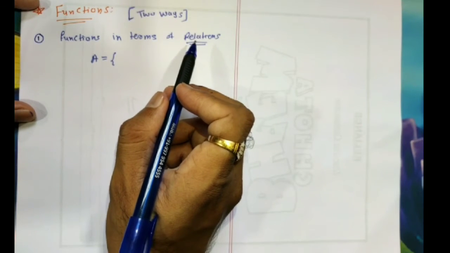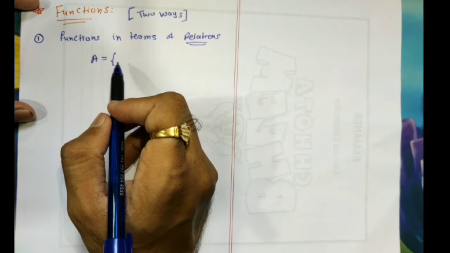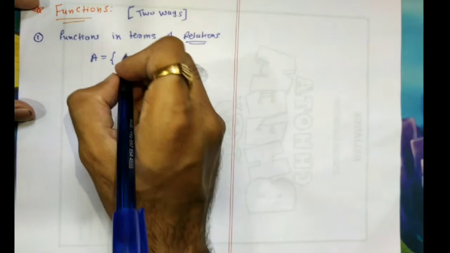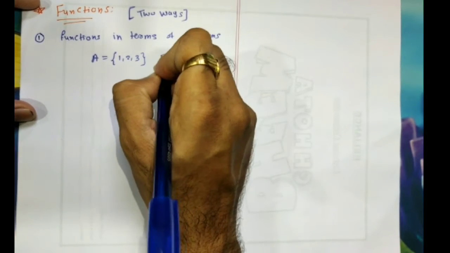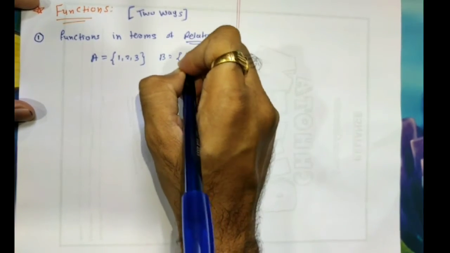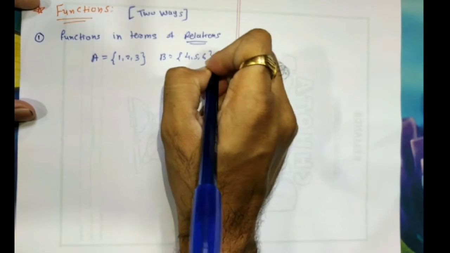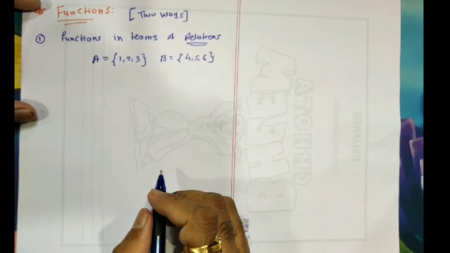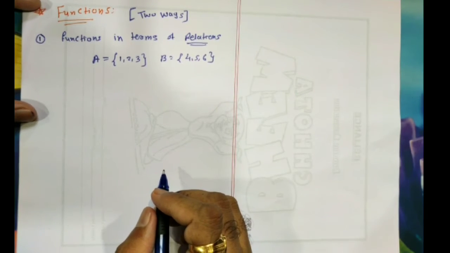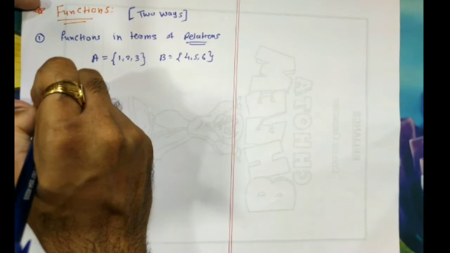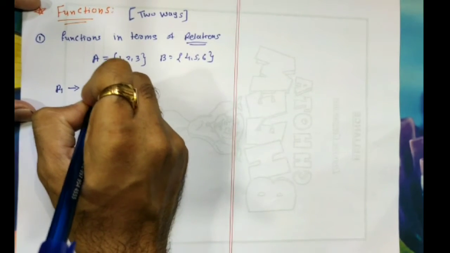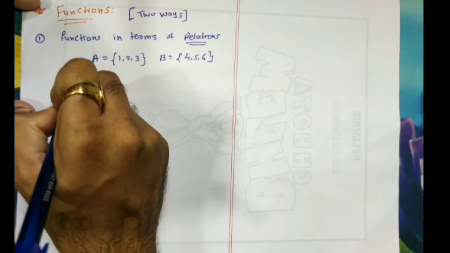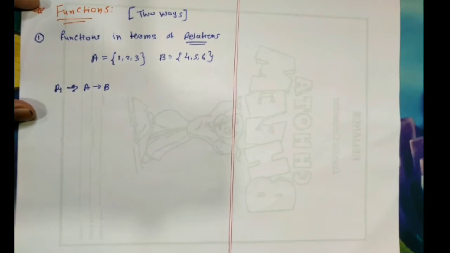In it we defined the relationship between two sets A and B. Elements of set A are 1, 2, 3, and elements of set B are 4, 5, 6. For these two sets, we defined a total of four relations. Relation R1 from set A to set B.